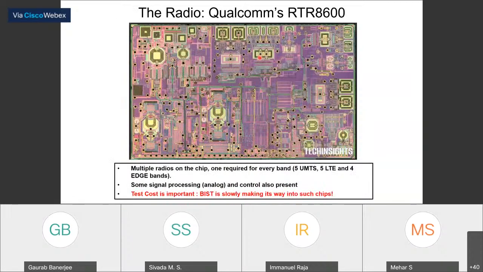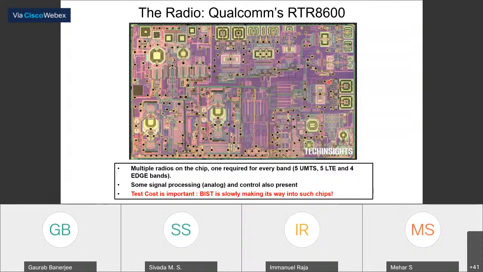Now, if you look at commercial solutions, Qualcomm, for example, and I'm pretty sure even Emmanuel worked on the RTR 8600, or one of its derivatives, one of its future derivatives. But if you look at one of these chips from a major RFIC provider, you'll find that there are many, many bands on a single piece of silicon.